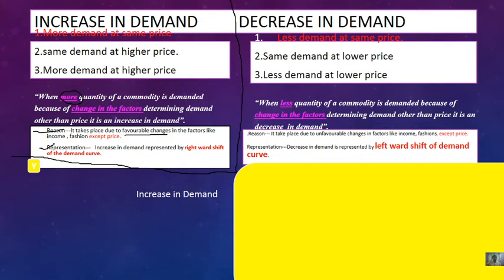Representation: increase in demand is represented by a rightward shift of the demand curve. Rightward shift, this thing is important. Increase in demand: when more quantity of commodity is demanded because of changes in the factors determining demand other than price, it is an increase in demand.